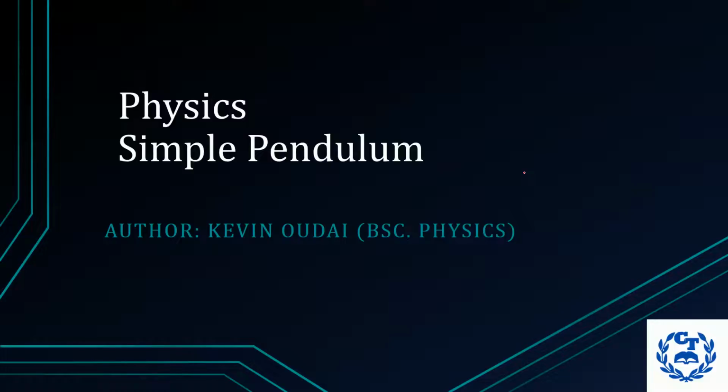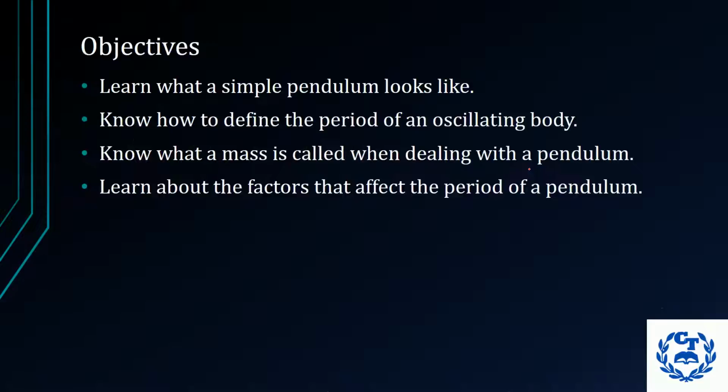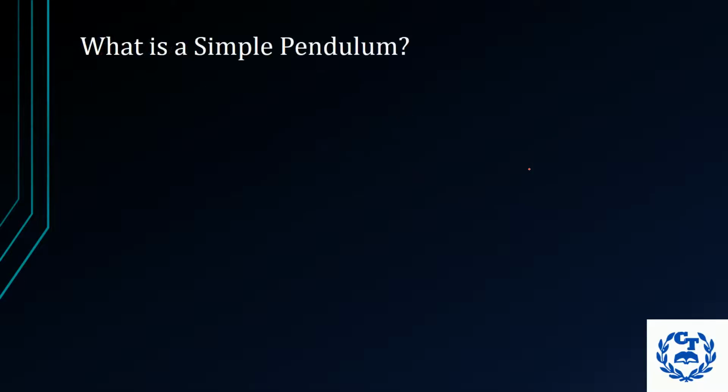In this lesson, we're going to learn about the simple pendulum. By the end of it, you should know what a simple pendulum looks like. You should be able to define what the period of it is, and you should know what the pendulum mass is called. You should also be able to identify what factors affect the period of that pendulum. So we'll do this by simply asking questions and answering them.